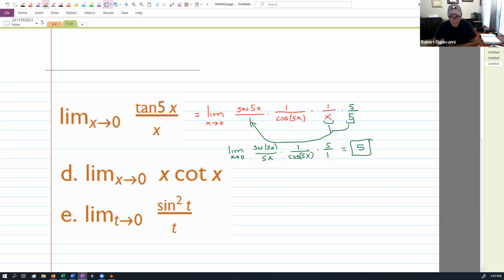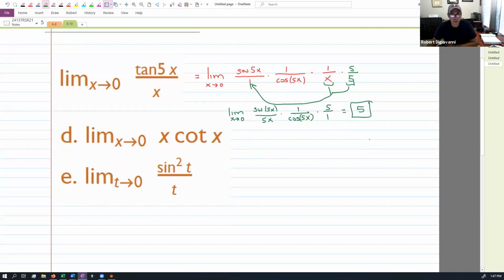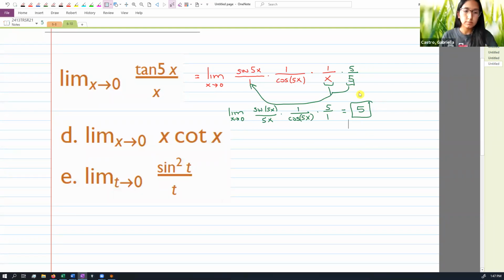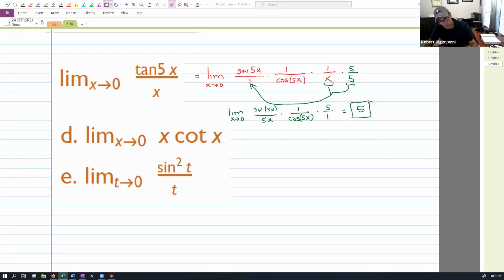Good. Anybody get the part D? I think I might have got it. Yep. So I separated it out. So I took the first x off and did x over 1, and then cotangent's just like a flipped tangent. So it was cosine x over sine x.